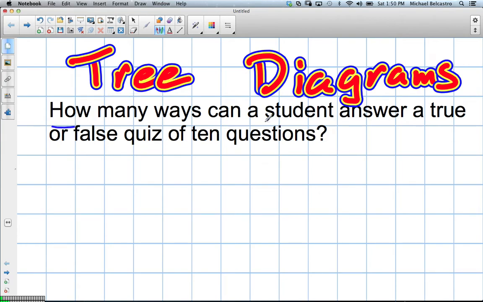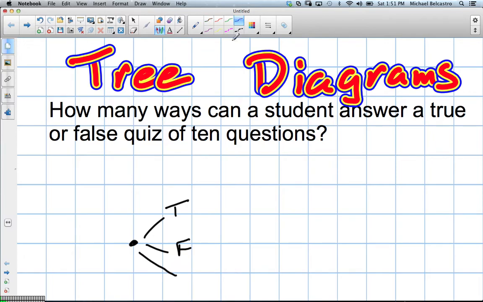How many ways can a student answer a true or false, so they only have two options, quiz of 10 questions? Okay? Well, the kid has the options to answer true or false. And then technically, depending on what they're looking for, there is a third option. What could the third option be?